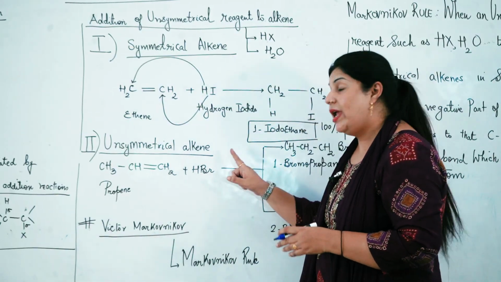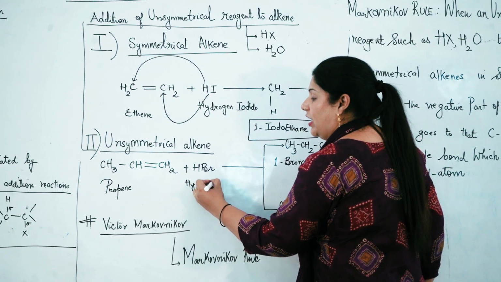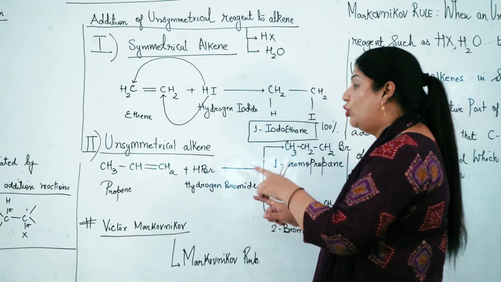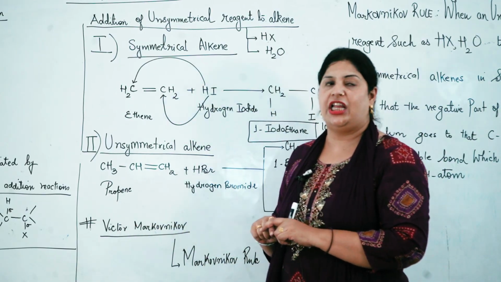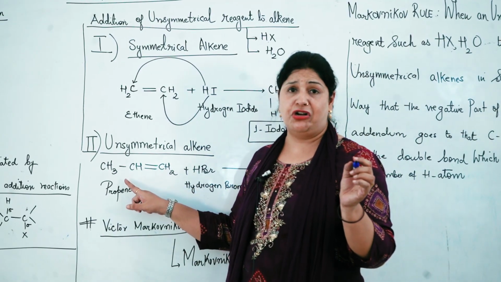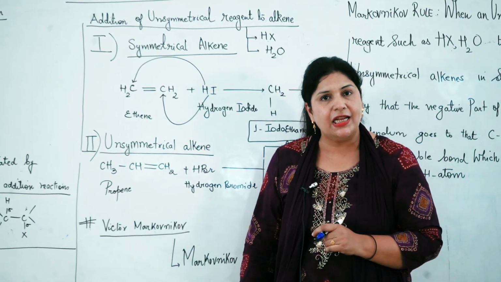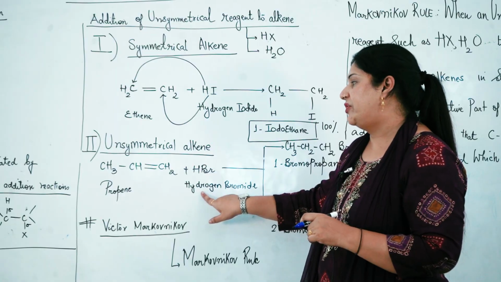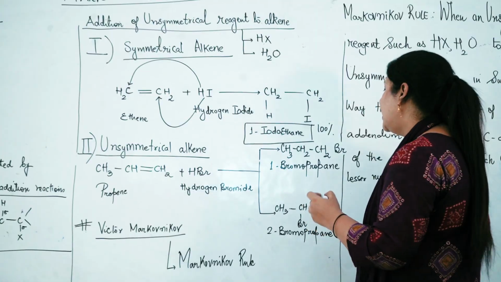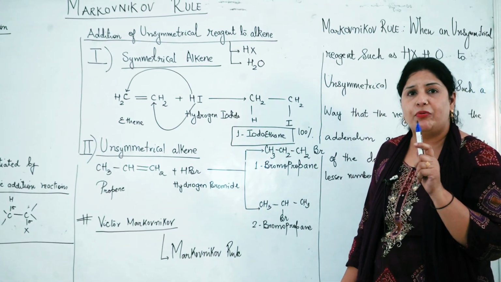But when we add unsymmetrical reagent to any unsymmetrical alkene, here I am adding hydrogen bromide to propene. Propene is unsymmetrical alkene because here the number of carbon atoms and the number of hydrogen atoms on both sides of double bond are different. This is unsymmetrical alkene. So, when we add any unsymmetrical reagent to any unsymmetrical alkene, what happens, students? There is possibility of formation of more than one product.